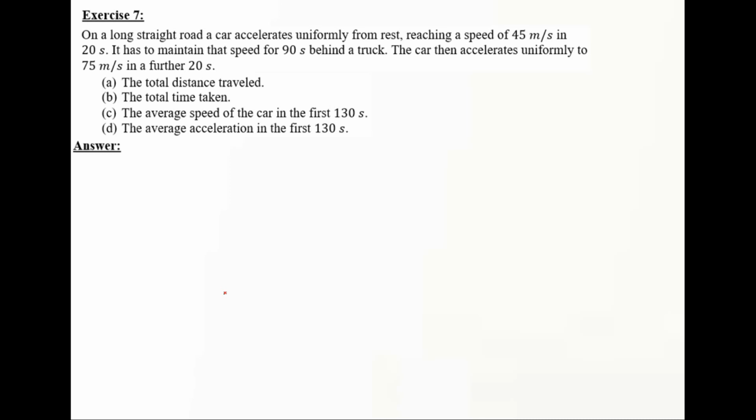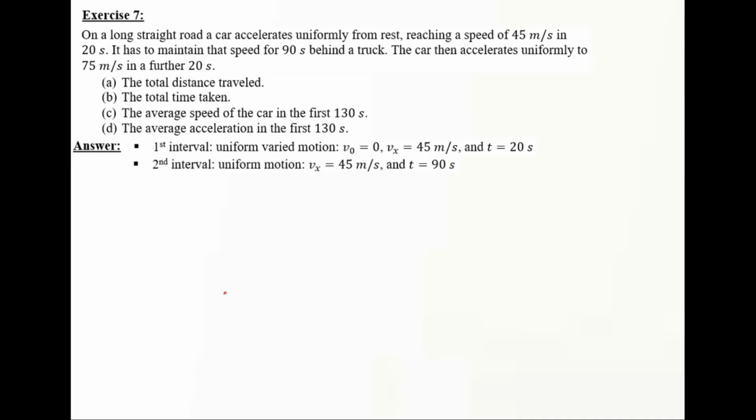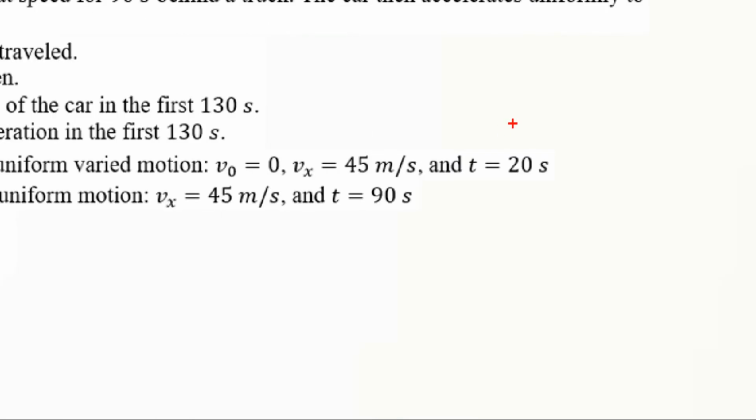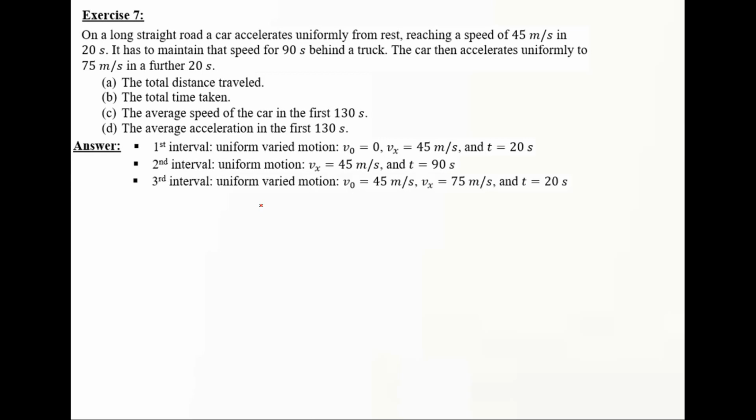Okay. As you can see, here we have different phases for the problem, or different intervals. The first interval is when the car is moving at uniformly varied motion, initially from rest, to a final speed of 45 meters per second, and this happens in 20 seconds. The second interval is uniform motion under a constant speed of 45 meters per second for a duration of 90 seconds. Notice that the exiting velocity of the first phase would be the same for the second interval. Now for the third interval, again, the car accelerates starting from 45 meters per second, reaching the final speed of 75 meters per second in 20 seconds.